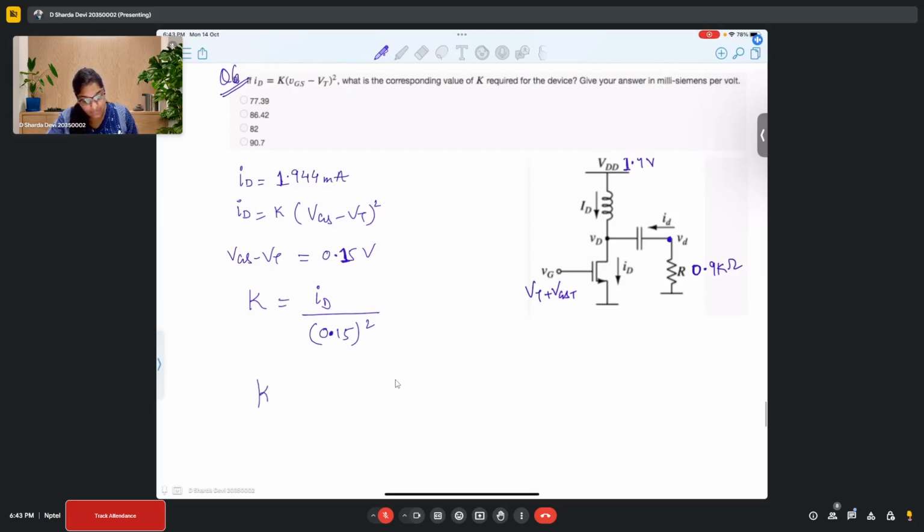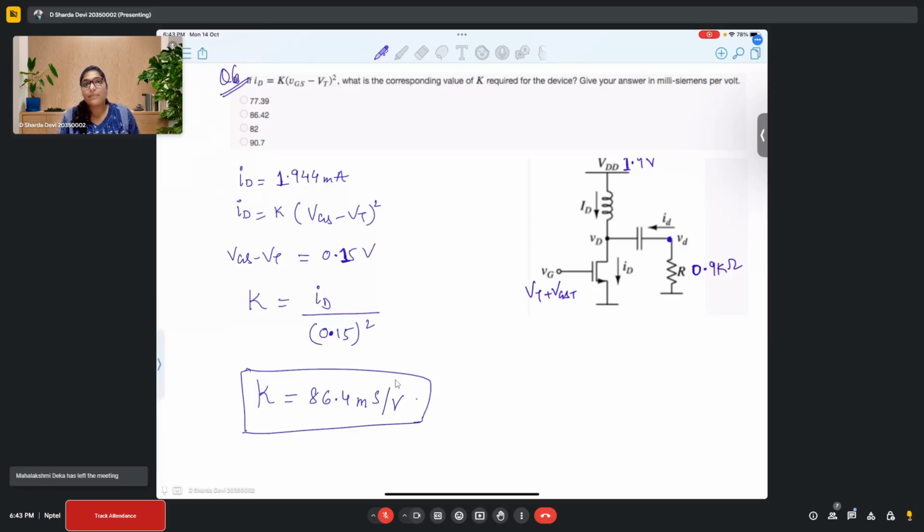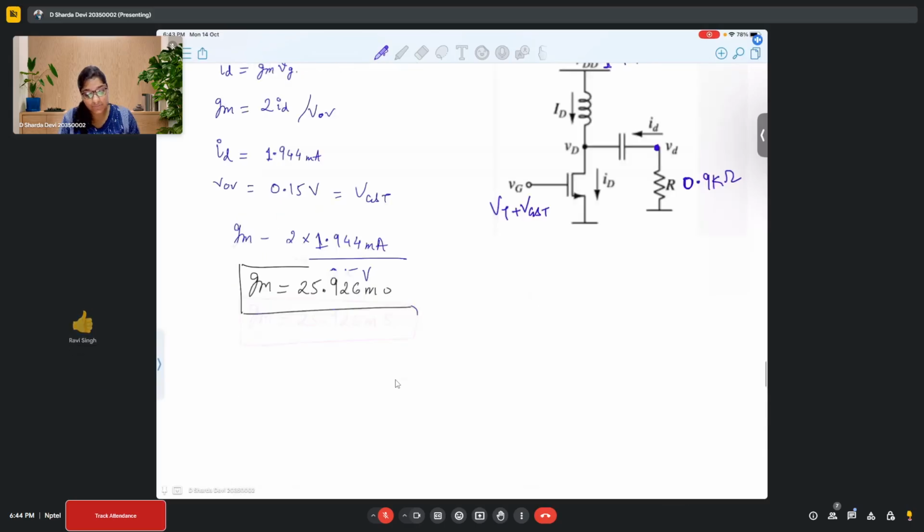So the value of K turns out to be 86.4 millisiemens per volt. Is this clear? Ma'am, I had a doubt in question number 2. Question number two. Okay.